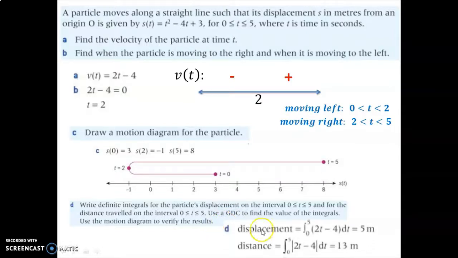Okay, now check your work. Displacement is the integral, and the distance is the definite integral of the absolute value. The same function we're putting in here is our velocity function, right? And you get an answer of 5 and 13. You can confirm on your calculator.